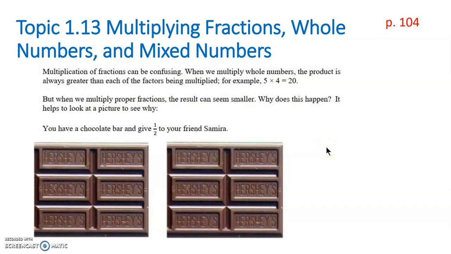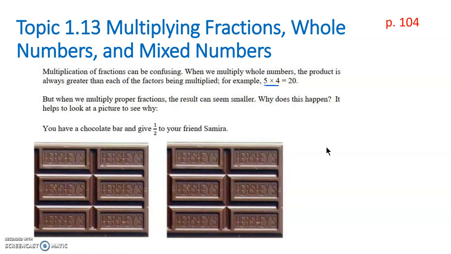In this lesson 1.13, we're going to multiply fractions, whole numbers, and mixed numbers. Sometimes when we learn about multiplying fractions, the answer can be a bit confusing to us. That's because we're so used to multiplying whole numbers, where the product is always greater than each of the factors. So for example, 5 times 4 is equal to 20. 20 is bigger than both 5 and 4, and that's what we would expect. But when we multiply fractions, we often get a smaller result.